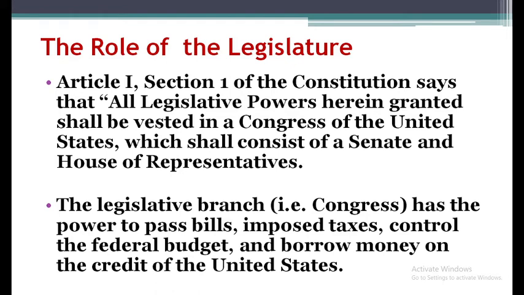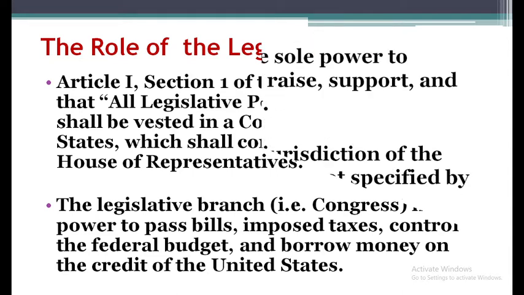Second, the legislative branch has the power to pass bills, impose taxes, control the federal budget, and borrow money on the credit of the United States. This implies that all the income and expenditures of the government, including those of the executive and judiciary, are to be decided by the Congress. The executive and the judiciary cannot act as they wish. They have to wait for the law passed by the Congress.